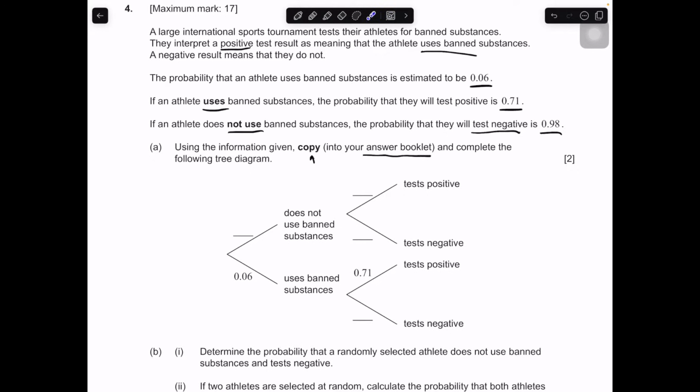So let's work through this tree diagram right here. Remember, each of these are binary events. They either use banned substances or do not. One of these things has to happen, so the probability has to sum to 1. 100% of the people are either going to use or not use banned substances. So if this is 0.06, this must be 0.94. So they must add to 1 once again.